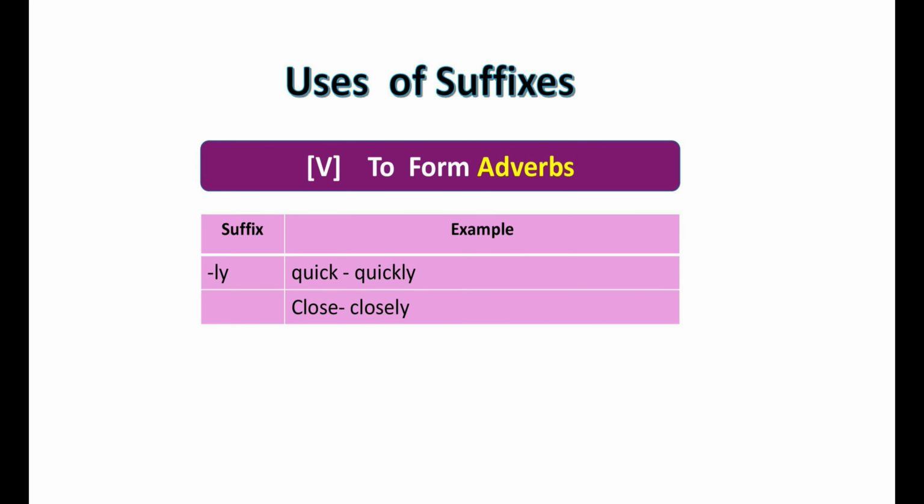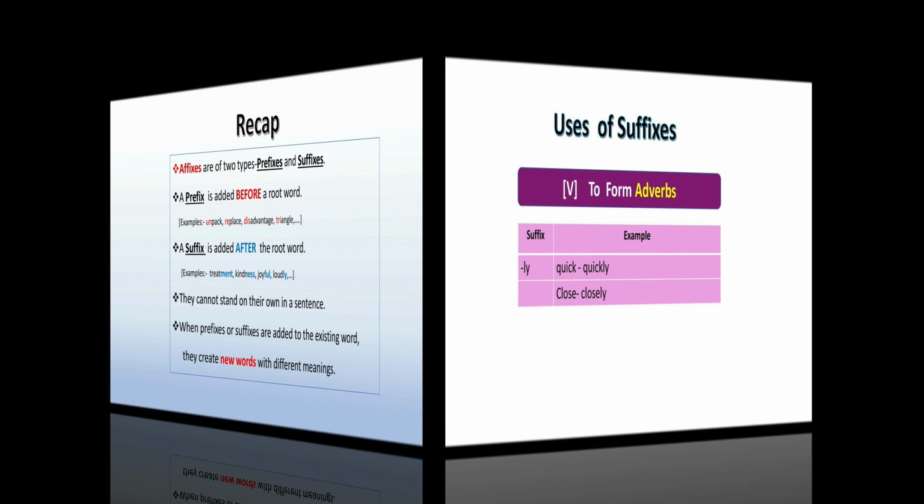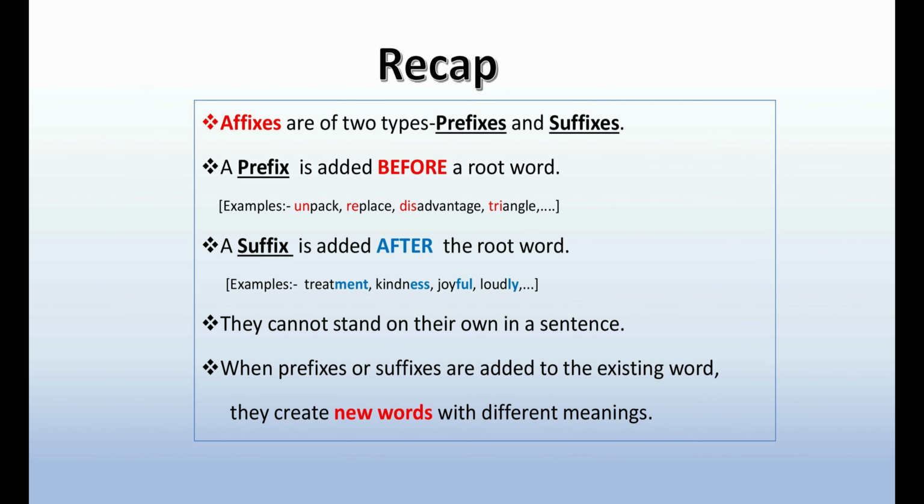Now let's have a short recap. Affixes are of two types, prefixes and suffixes. A prefix is added before the root word and a suffix is added after the root word. They cannot stand on their own in a sentence. When prefixes or suffixes are added, they create new words with different meaning.